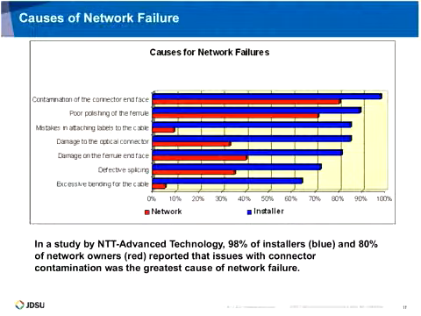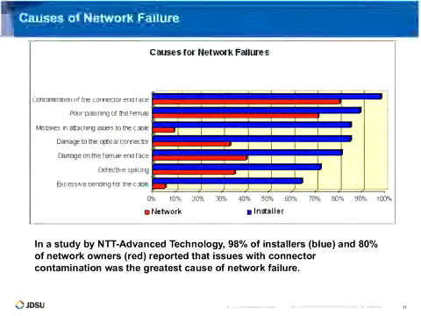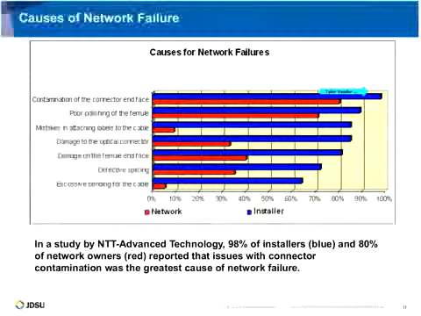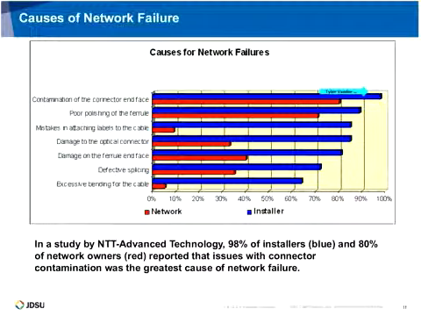This study, as you can see here, has some really interesting data points. They asked both network owners and installers what the biggest causes they've seen for network failures were. The feedback varied slightly between the network owner and the installer, but the number one response for causes of network failure, which I'll highlight here at the top, is contamination on the connector interface end face. You can see here that 98% of installers responded saying this is the biggest cause for network failure that they see.